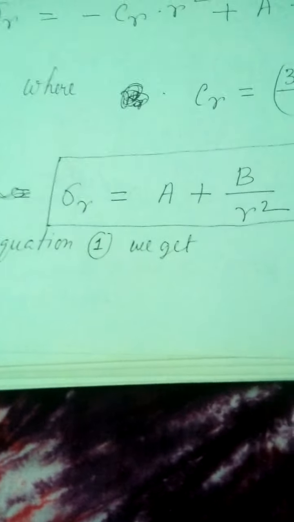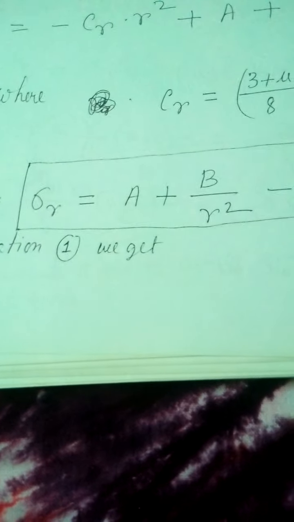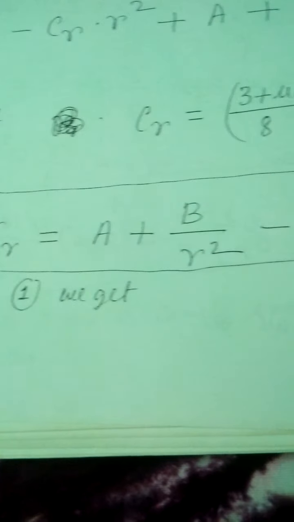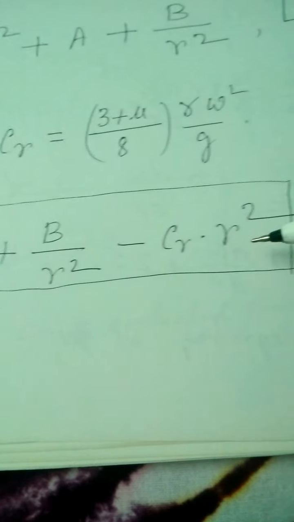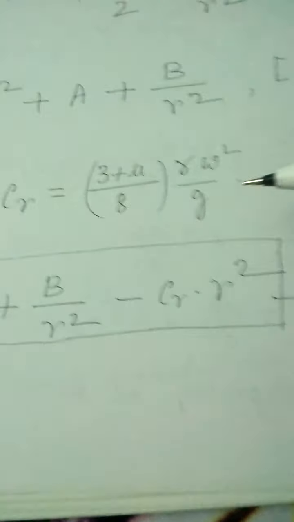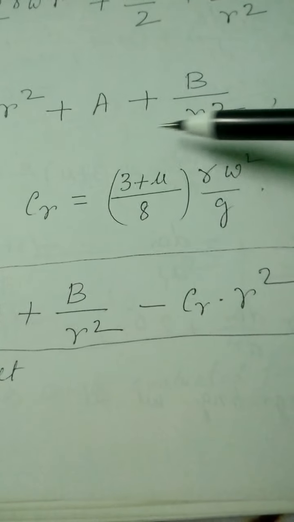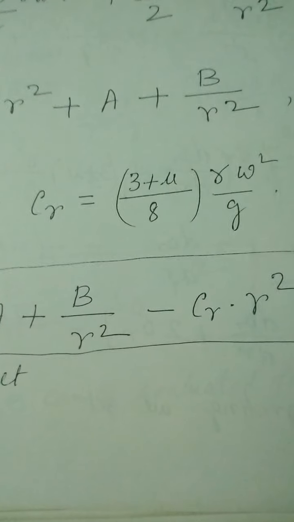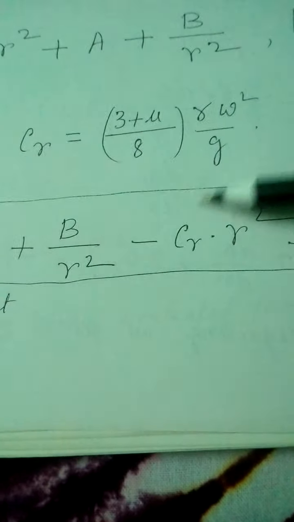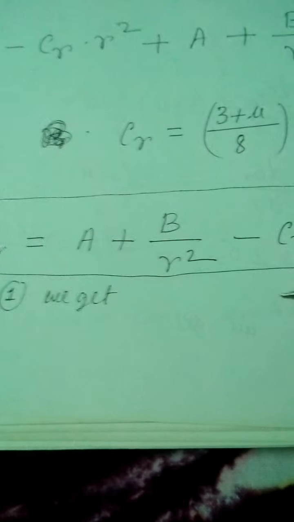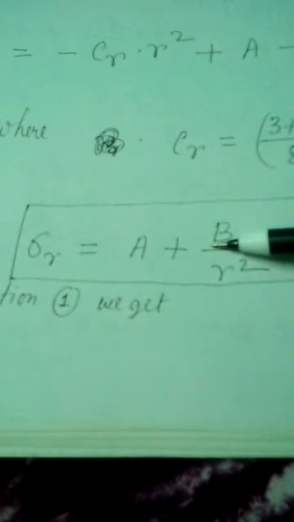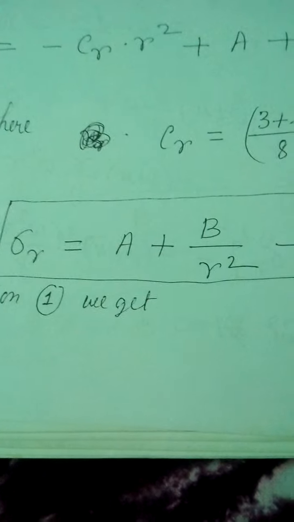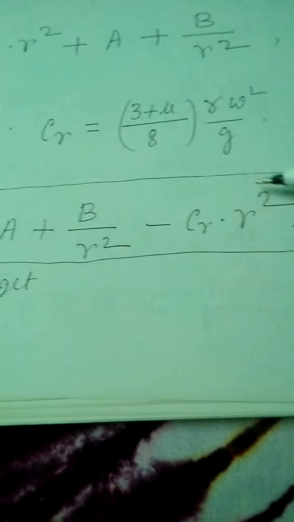Now this is an important derivation. We have arrived at sigma r is equal to a plus b by r square minus cr into r square, where cr is this one. This is the part involving centrifugal force. Okay, so this is the extra. If you omit this one, this will be the thick cylinder, and when you add this one, this is the rotating disc.